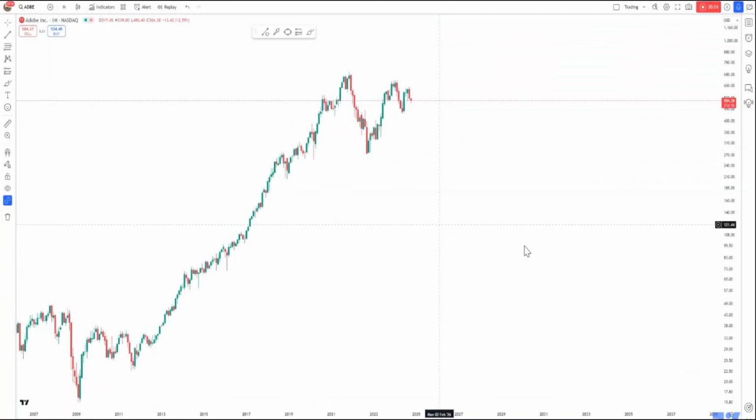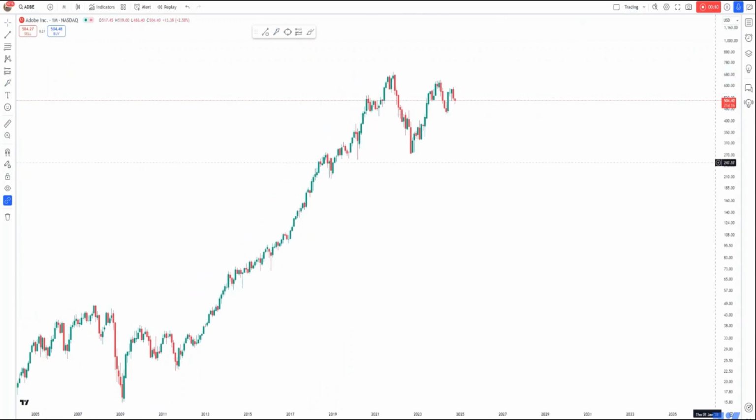Adobe is about to provide a major textbook long setup. In today's analysis, I will take a look at Adobe looking at a higher time frame, showing how you can capitalize on an exponential trading opportunity.